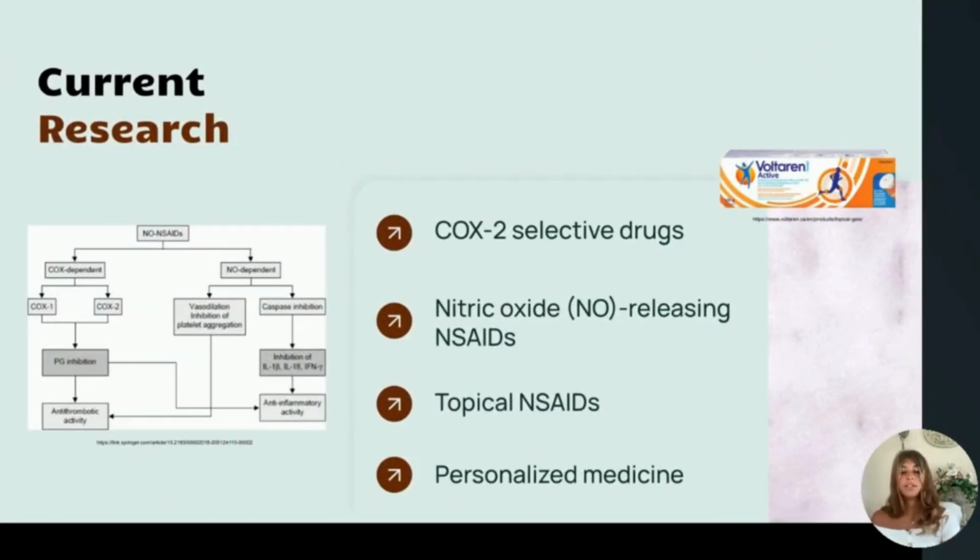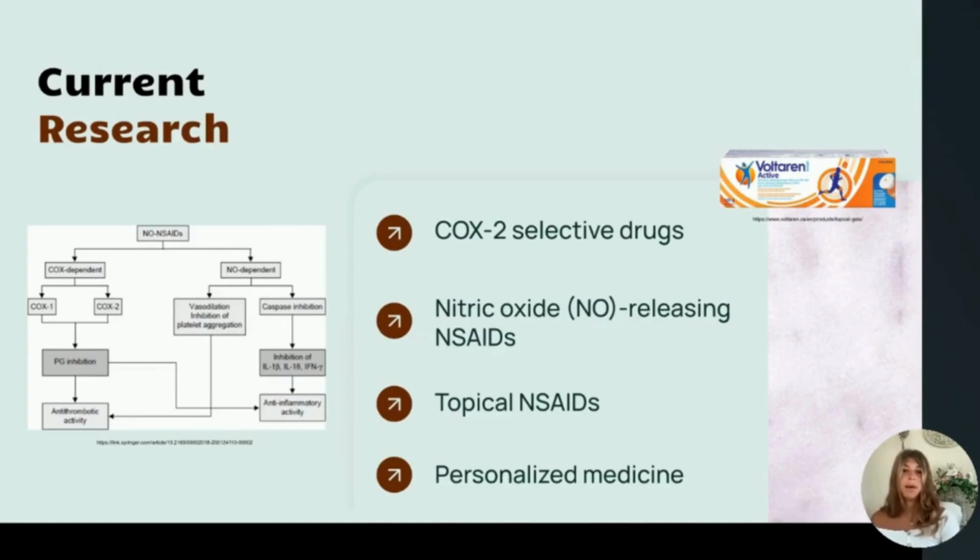Even today, researchers are still working on making NSAIDs better. One area of research is developing drugs that are even more selective for COX-2 to reduce stomach side effects. Scientists also study nitric oxide releasing NSAIDs. These drugs may help protect the stomach while still reducing pain and inflammation.